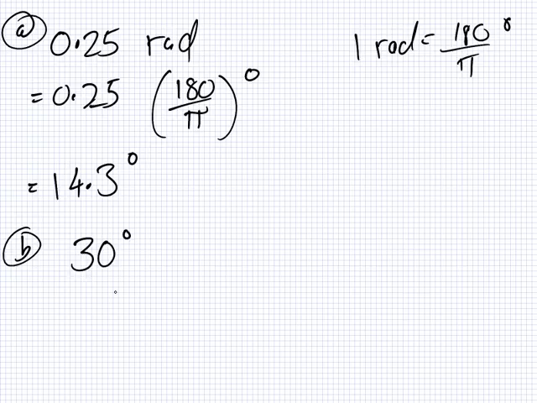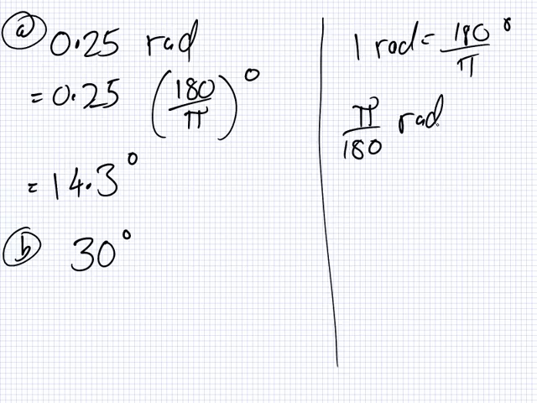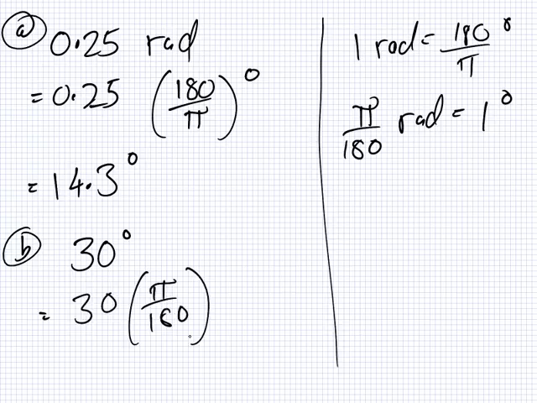30 degrees. Okay, so what you can do is you can go backwards here. You can say pi over 180 radians equals 1 degree by cross multiplying. So this will equal 30 times pi over 180 radians, which equals 0.524 radians.